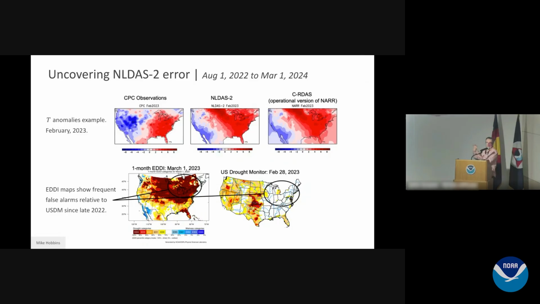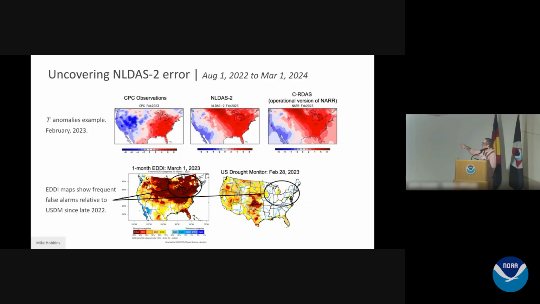This was something we didn't expect at all. What we saw was that EDDI was blazing across the northeastern United States. You can see on that map, the 1-month EDDI, where the US Drought Monitor wasn't showing anything at all, and people were not experiencing drought. So why were we seeing a drought? Why was EDDI showing us a drought when there was no drought at all?